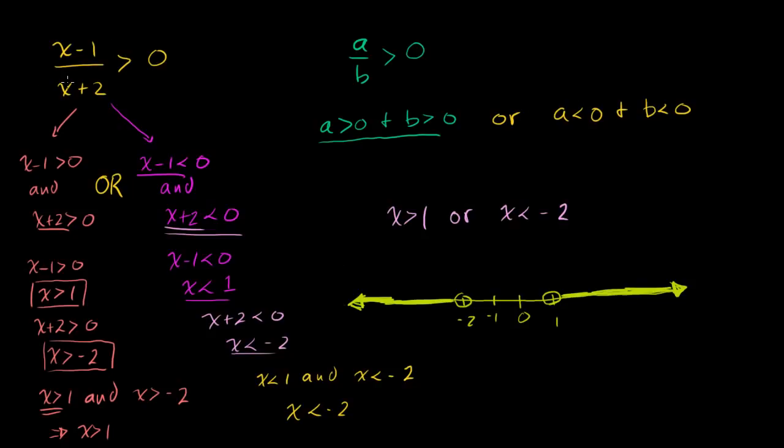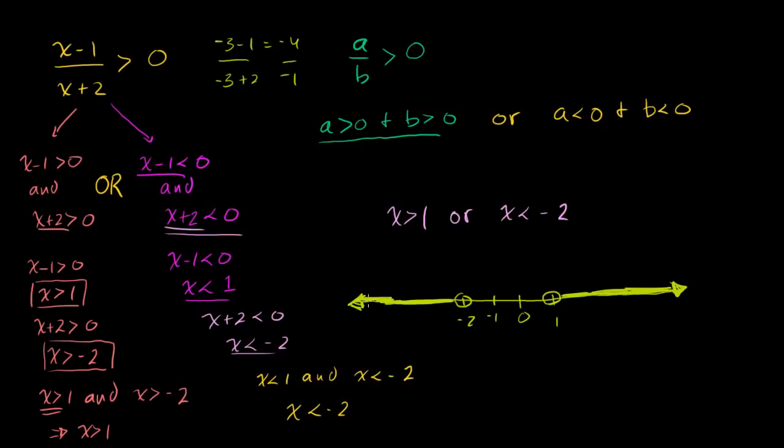And you could try it out. Minus 3. Minus 3 minus 1 is equal to minus 4. And then minus 3 plus 2 is equal to minus 1. Minus 4 divided by minus 1 is positive 4. So all of these negative numbers also work.